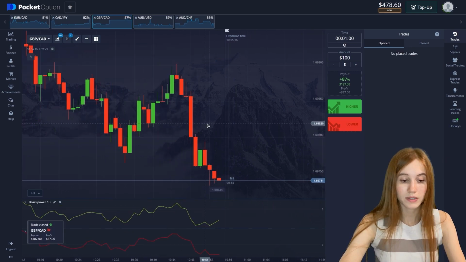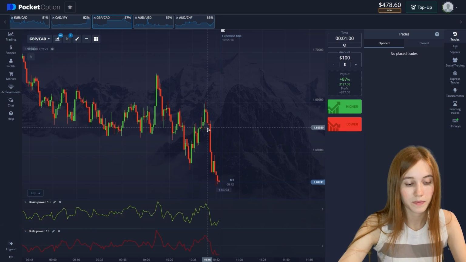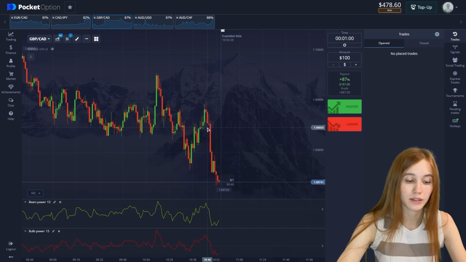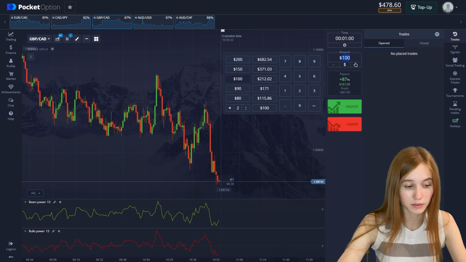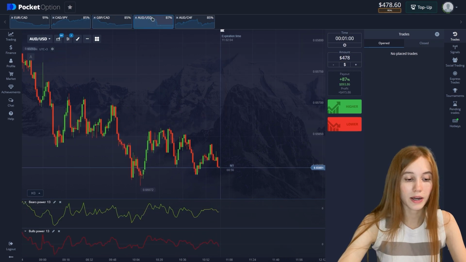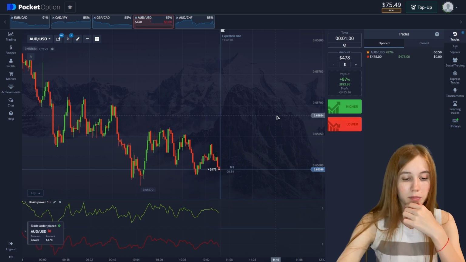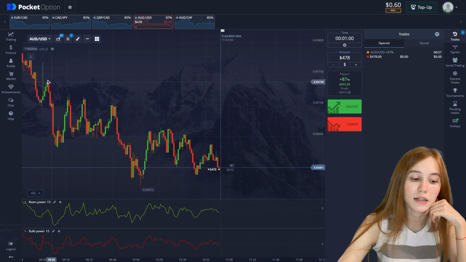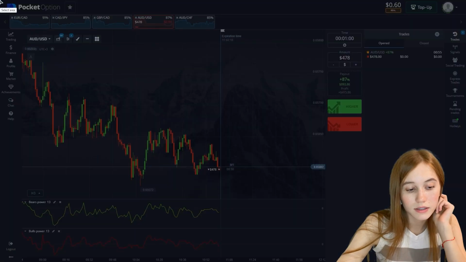But great, this deal will close in plus $478. Let's increase the amount of the deal and move on to the next concept. And now we have moved to the next concept. We open the bearish position and begin technical analysis.